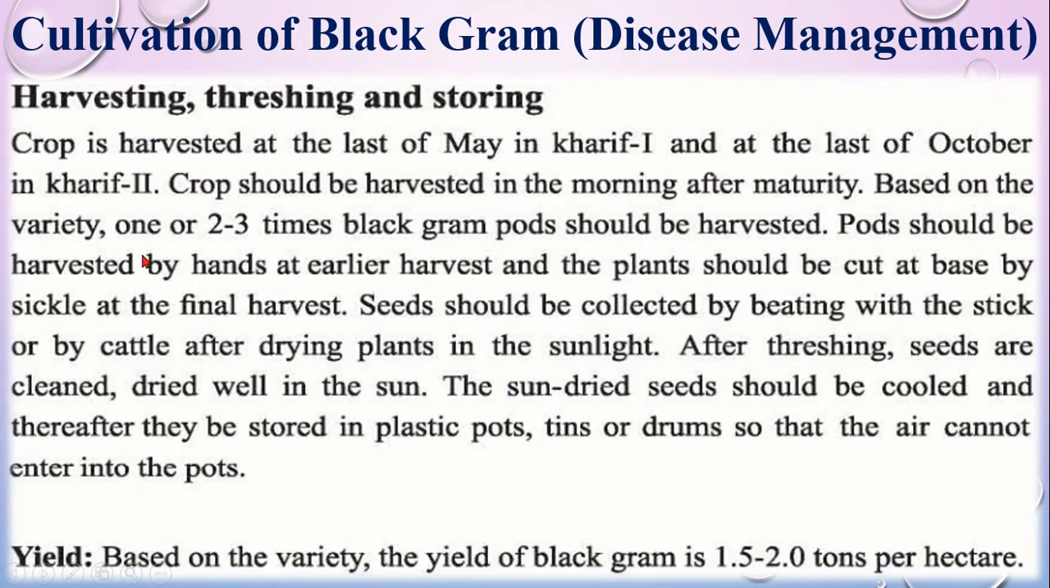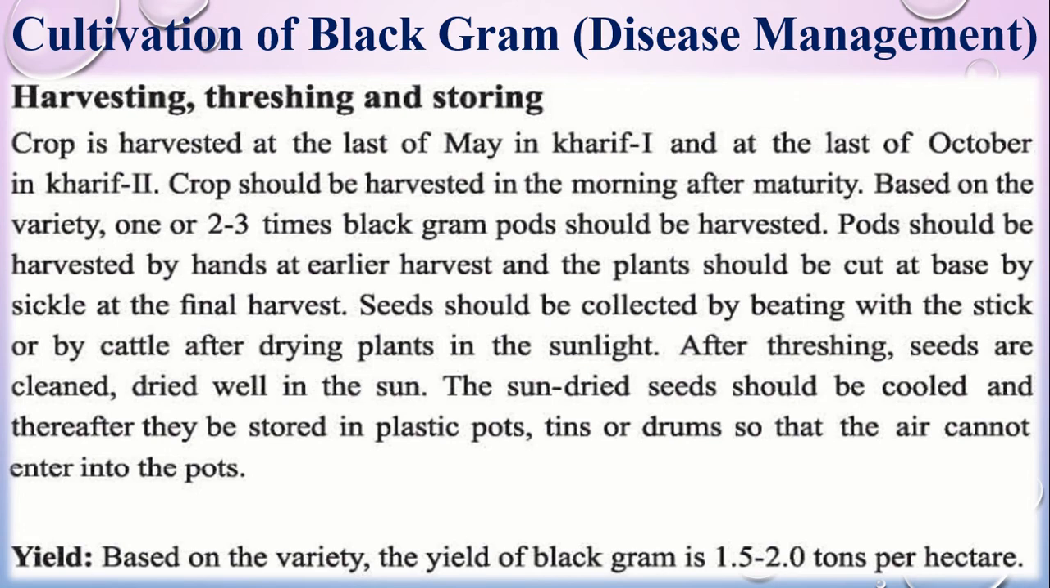Harvesting: the crop is harvested at the end of May in Kharif 1, and at the end of October in Kharif 2. The black gram pods should be harvested 2 to 3 times. That means we cannot collect all at the same time, and after that we can do threshing and drying the plants in the sunlight as well.